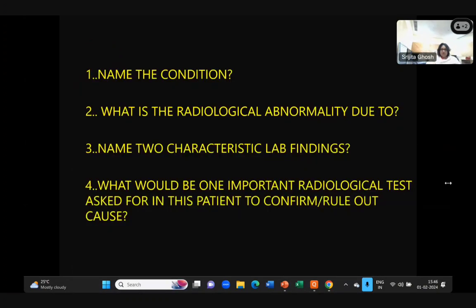Name the condition. What is this condition? Very good. Salt and pepper skull. What is the radiology? What is it due to?